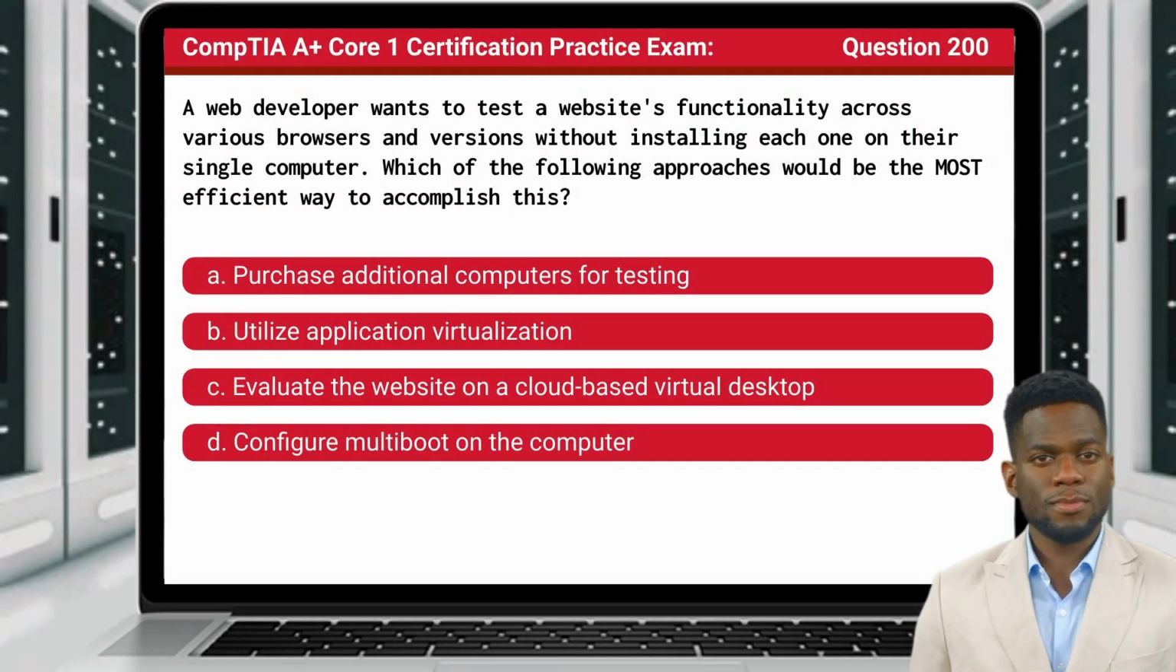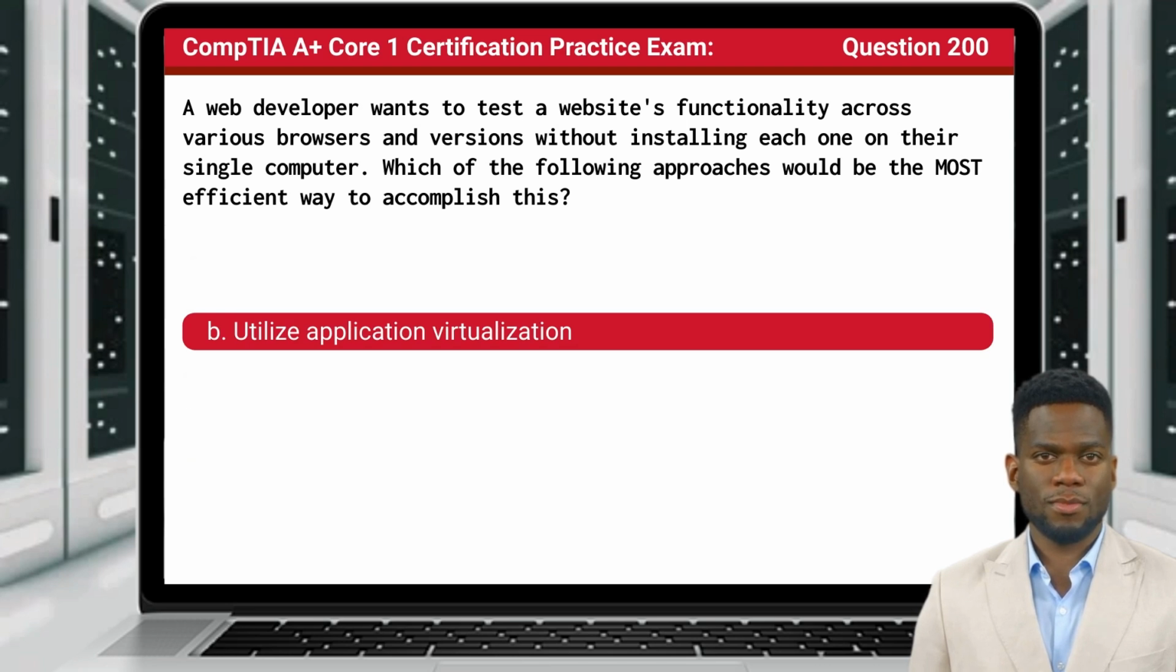Question 200. A web developer wants to test a website's functionality across various browsers and versions without installing each one on their single computer. Which of the following approaches would be the most efficient way to accomplish this? The answer is B. Utilize application virtualization.